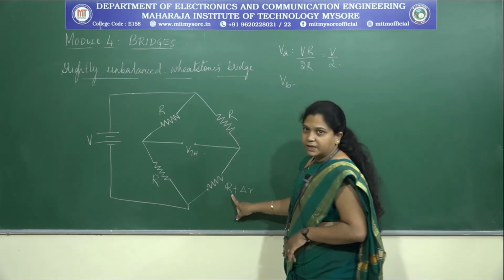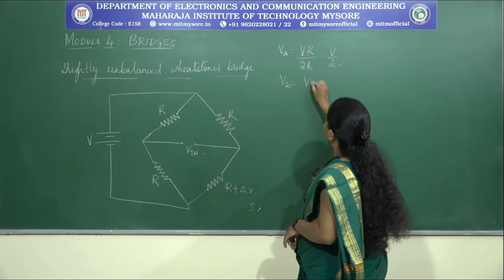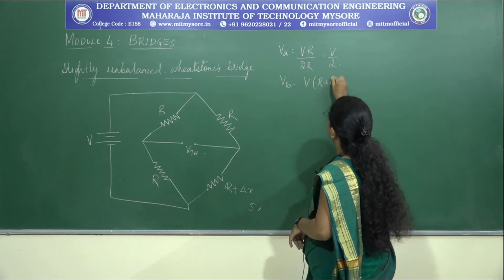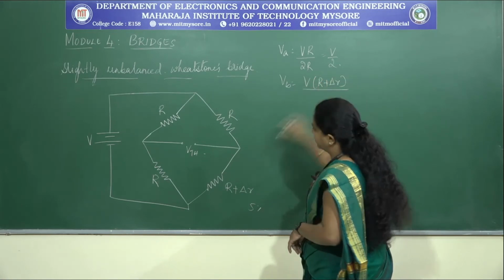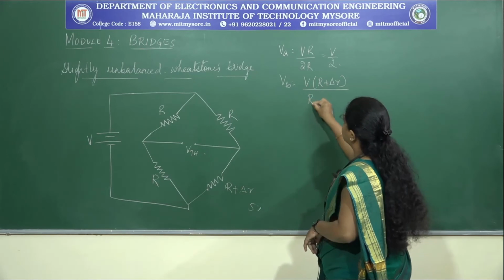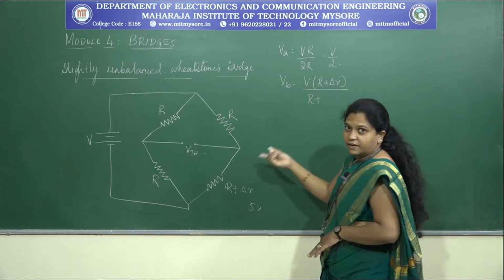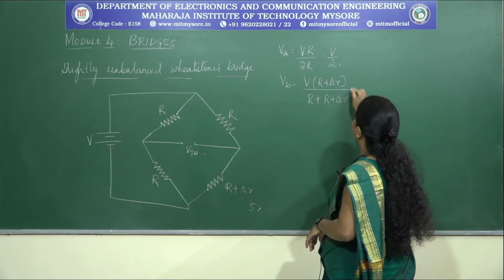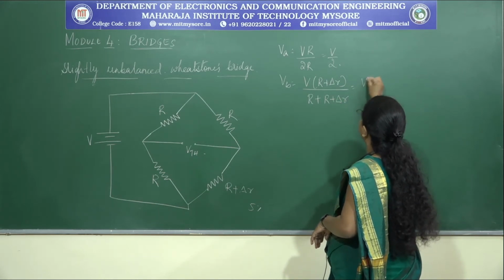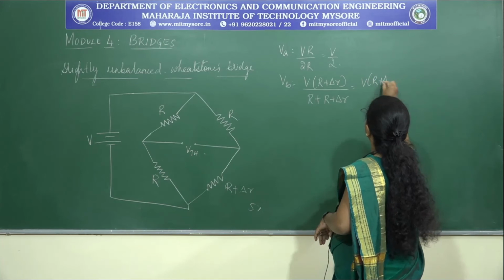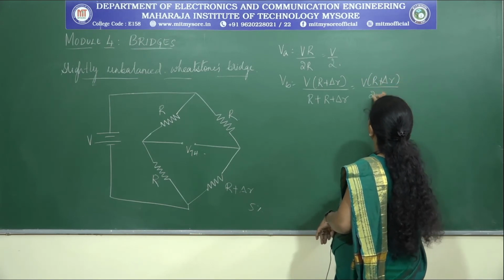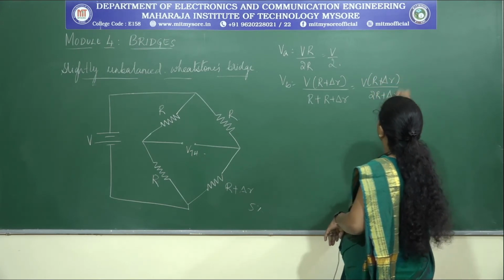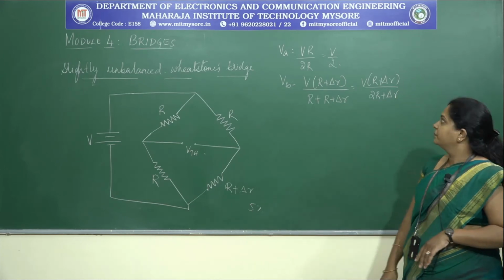V into R plus delta R, small change, divided by the sum of the resistors, that is the voltage divider rule we are applying here. So R plus delta R. So can we write it like this, V into R plus delta R by 2R plus delta R. Okay. So this is the potential across VA, VB.